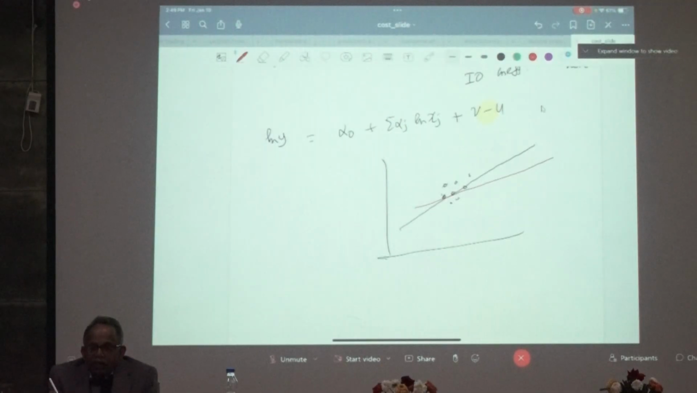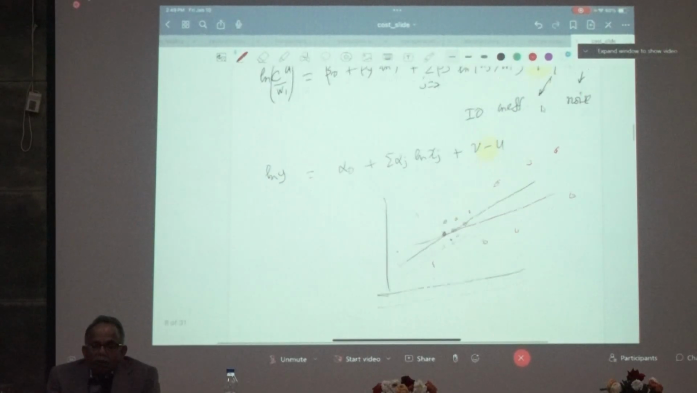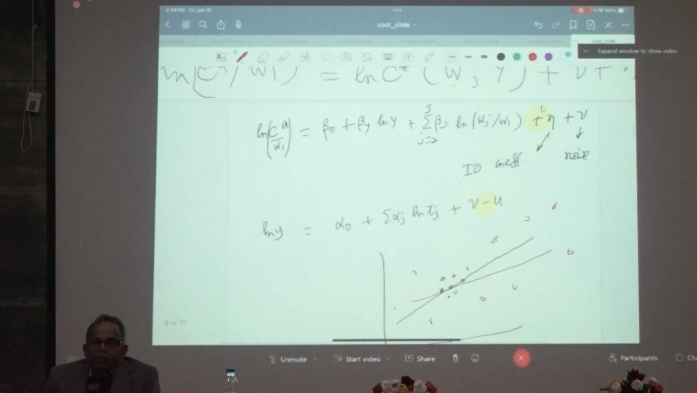But if there are points like this everywhere, then you have much better confidence in saying that the fit is robust. It's not going to change if I take out one point. So the variation in the independent variable is essential for a good estimation of an econometric model. The cost function has this problem if you don't see enough variation in prices.